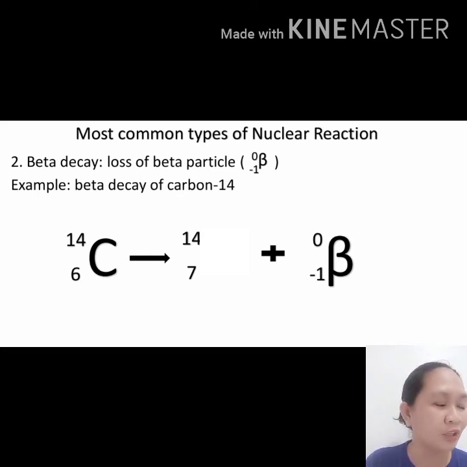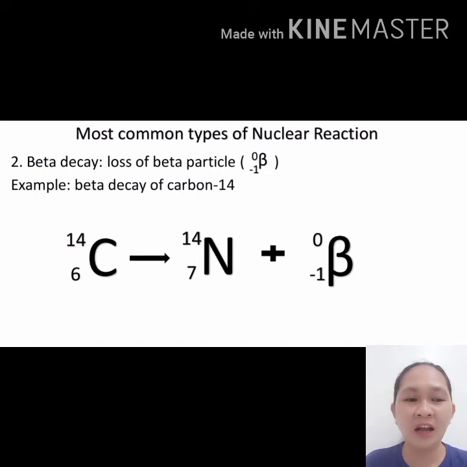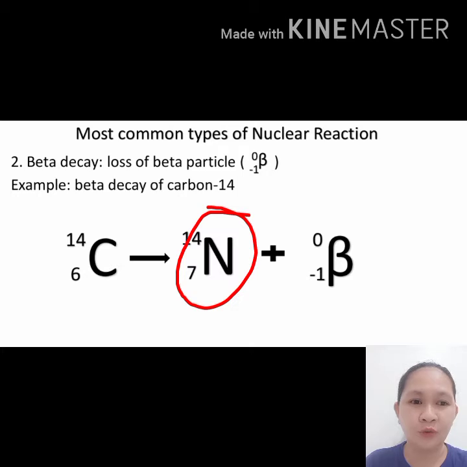Tingnan natin sa ating periodic table of elements. Anong element ang mayroong atomic number na 7? So, nitrogen. Kung kaya, ang new element natin is nitrogen. So, from carbon-14, nag-undergo ng beta decay at naging nitrogen. So, that is the nuclear reaction number 2, which is beta decay.